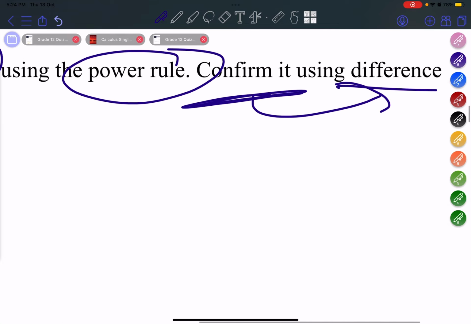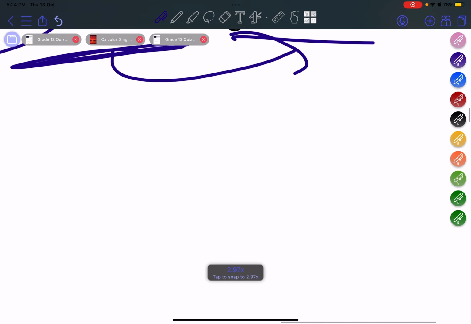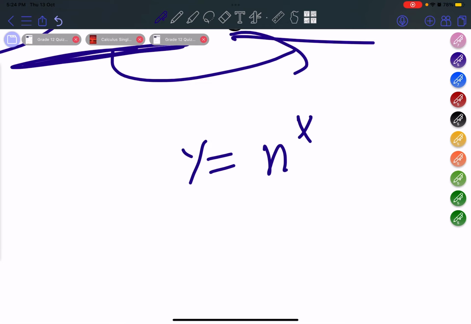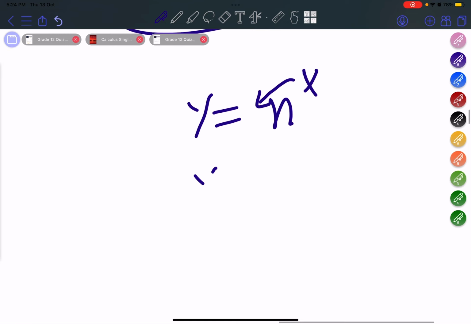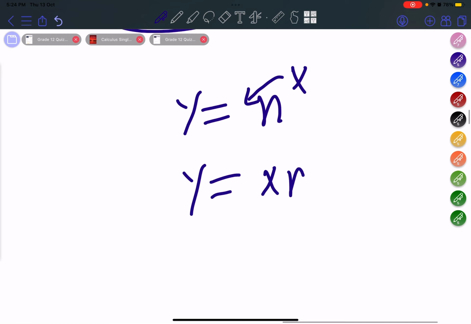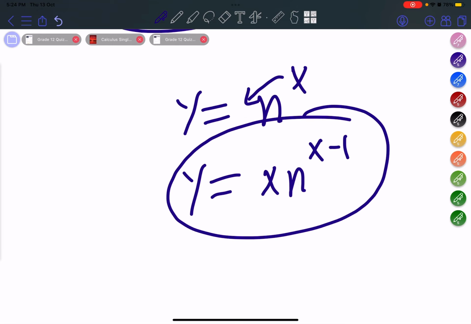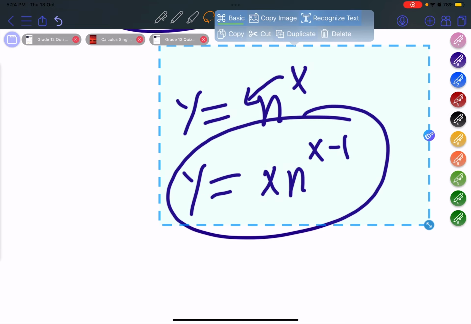So first of all, what is the power rule? To remember real quick, the rule is that if we have y equals x to the power of n, then we'll put n backwards, so it becomes y equals n times x, and then we'll minus 1 from the power, so it becomes x to the n minus 1. And this is basically the power rule, just to sum it up real quick.